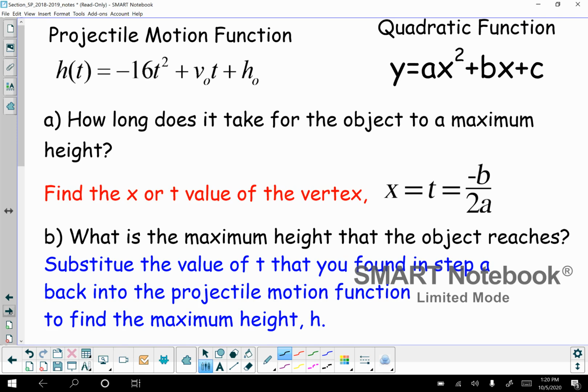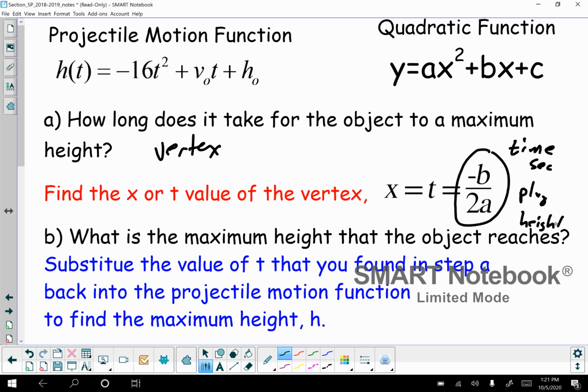All right, so how long does it take for an object to reach its maximum height? So we're talking about the vertex here. Once we have plugged things in, we can use our negative b over 2a, and that's going to give us our time, in seconds usually. Then you plug that back in to find the other part of the vertex, and that would give you your height. And your height could be in feet, miles, yards, inches, whatever.